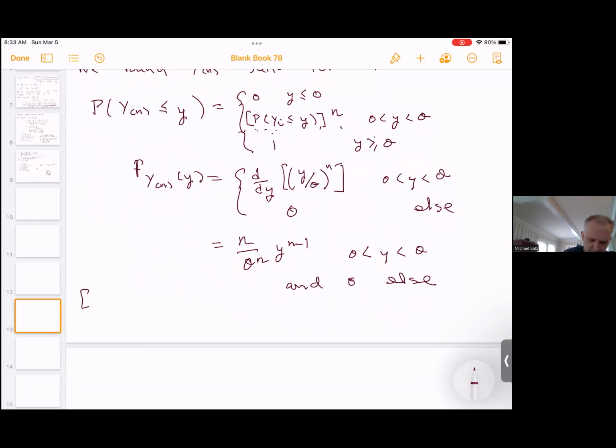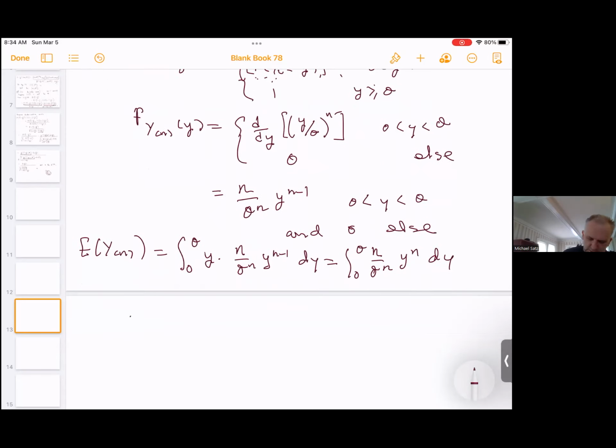Okay, so E of Yn is just equal to the integral from 0 to theta of y times n over theta to the n, y to the n minus 1 dy, which equals the integral from 0 to theta of n over theta to the n, y to the n dy, which just equals, raising it to the power n plus 1, n over theta to the n times y to the n plus 1 over n plus 1, so I have theta to the n plus 1 over n plus 1, which equals theta n over n plus 1.